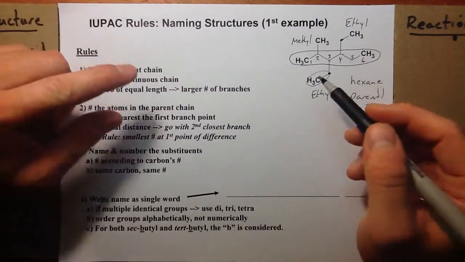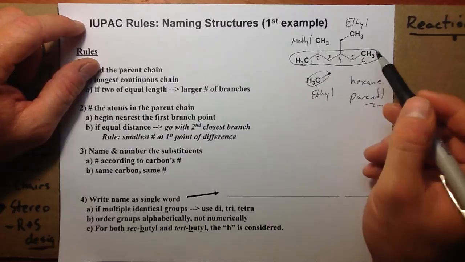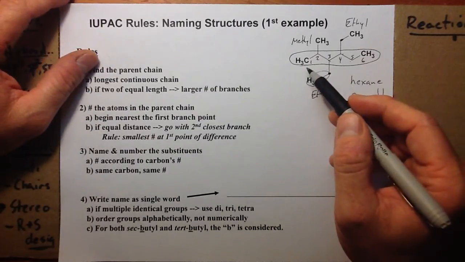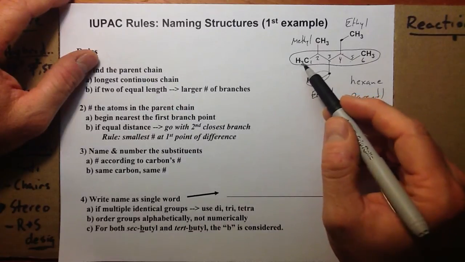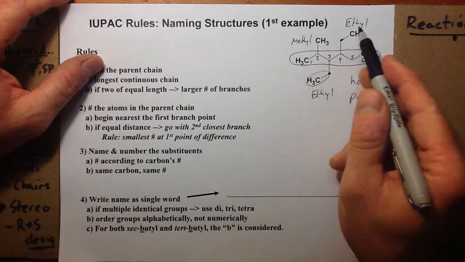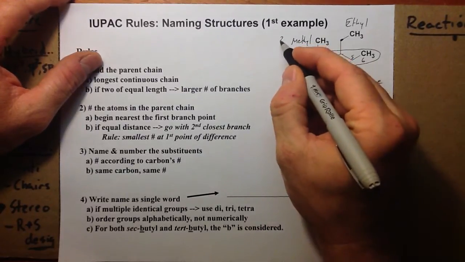So we may have to go to the second branch coming in from one end and compare that to the second branch coming in from the other end. Whichever wins in the second round, that has the effect of making that end number 1. Now we know not only the names, but we know the numbers. So we'd say, oh, this is 1, 2 methyl.